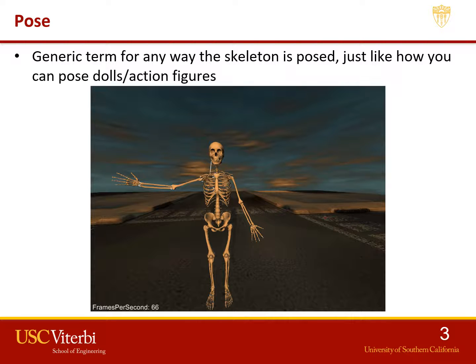Okay, a little vocab word. I've already been using this word quite a bit, and I think you figured out what it means, a pose. A pose is like a static position. We've got a skeleton here, and he's got this pose where this arm is down with the palm facing us, and this arm is outstretched with the palm facing us. That's his current pose.